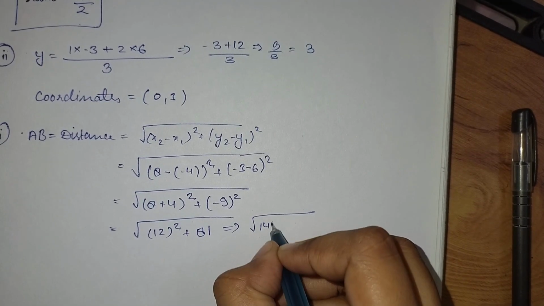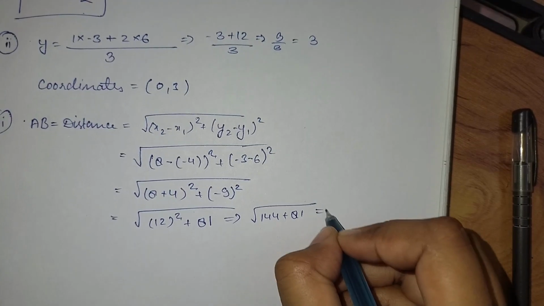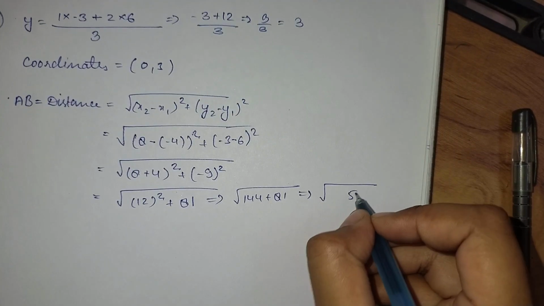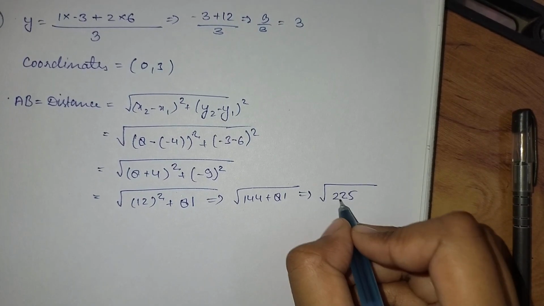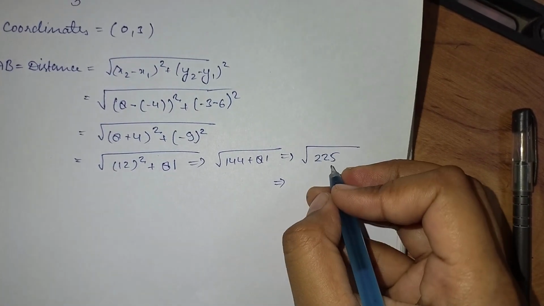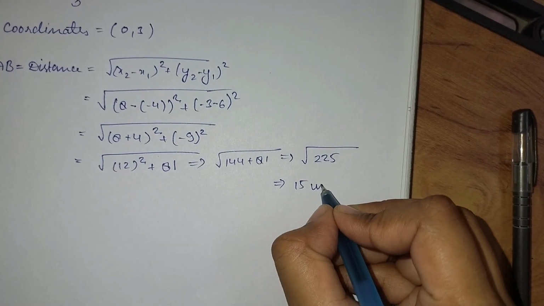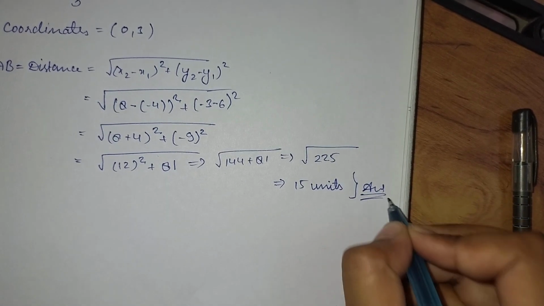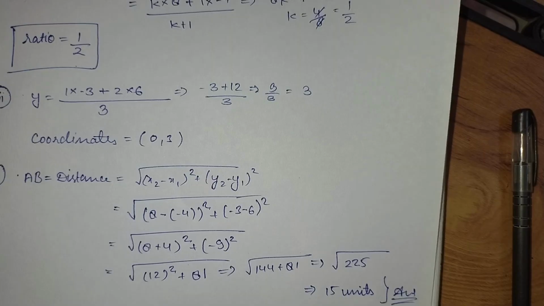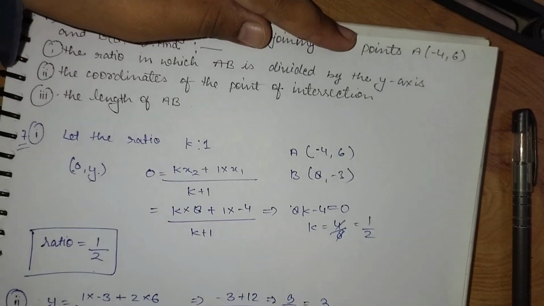So 144 plus 81 will become under root 225, meaning 15 units is the distance of AB in this question, and this is the final answer of the first, second and third parts of question number 17 here.